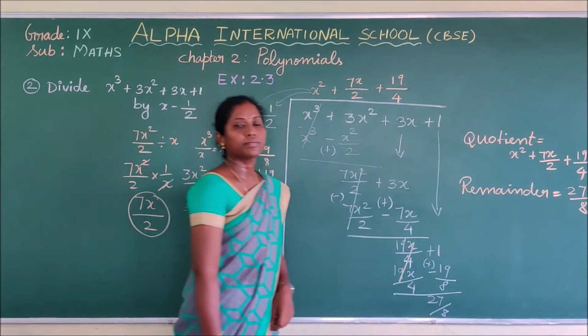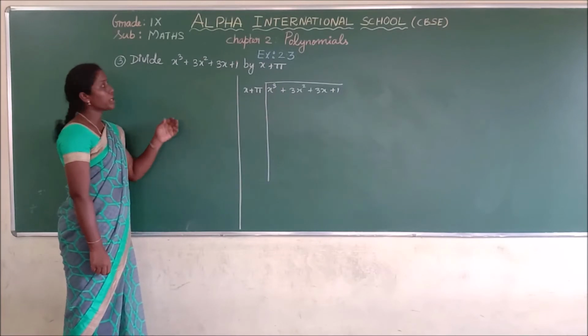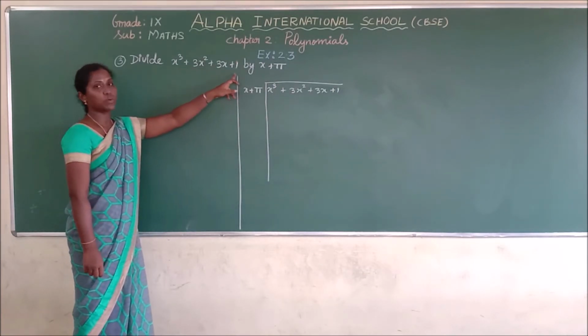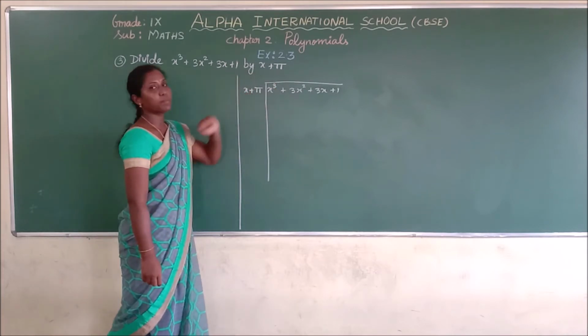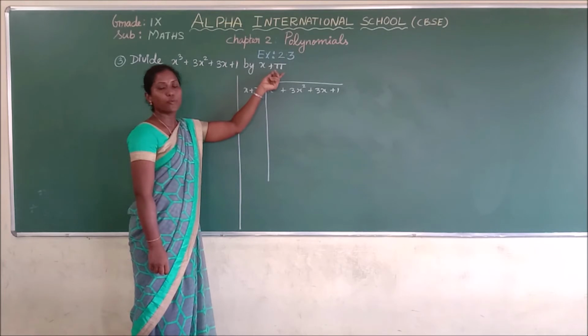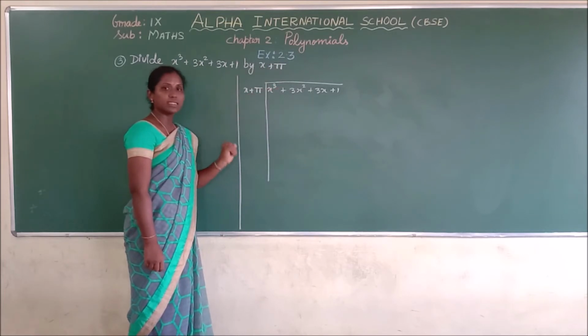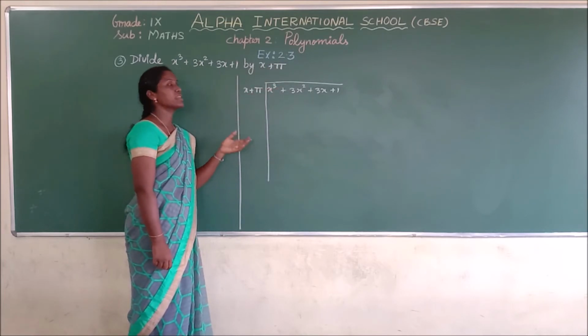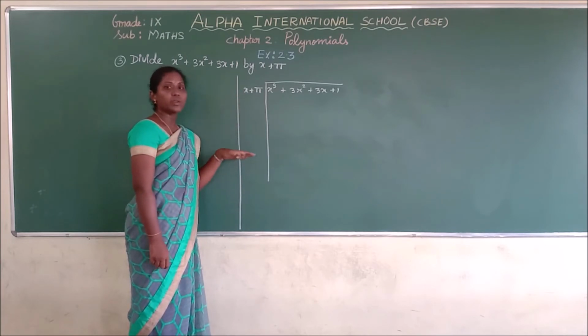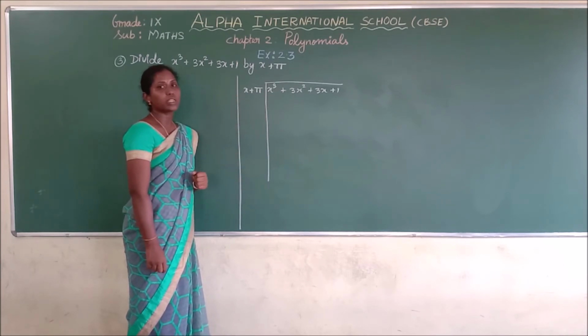Okay. Our next problem, we are going to divide the polynomial x cube plus 3x square plus 3x plus 1 by x plus pi. Don't worry about pi. No need to expand the value of pi. You can keep pi as it is. No need to expand the value of pi as 22 by 7. Just keep pi as it is and divide using the division method and get the quotient and remainder.